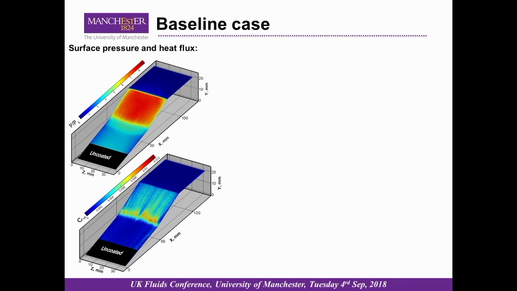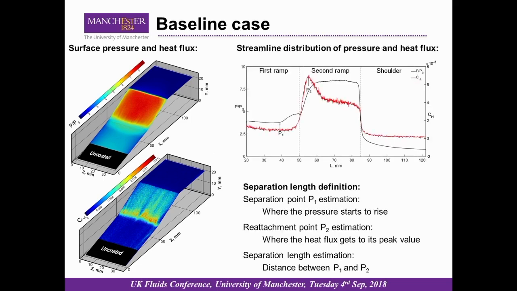In order to assess the control effects of the Hellborn Ribonase, we need to find a way to define what the separation really is. In this study, we use the surface pressure and heat flux. The separation point was defined where the pressure starts to rise here, and the attachment point P2 was defined where the heat flux gets to its peak value. So the separation length would be the distance between these 2 points.